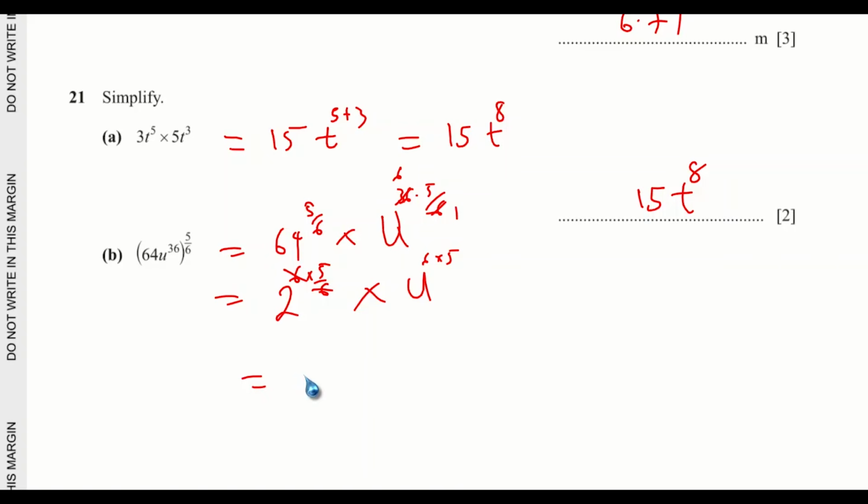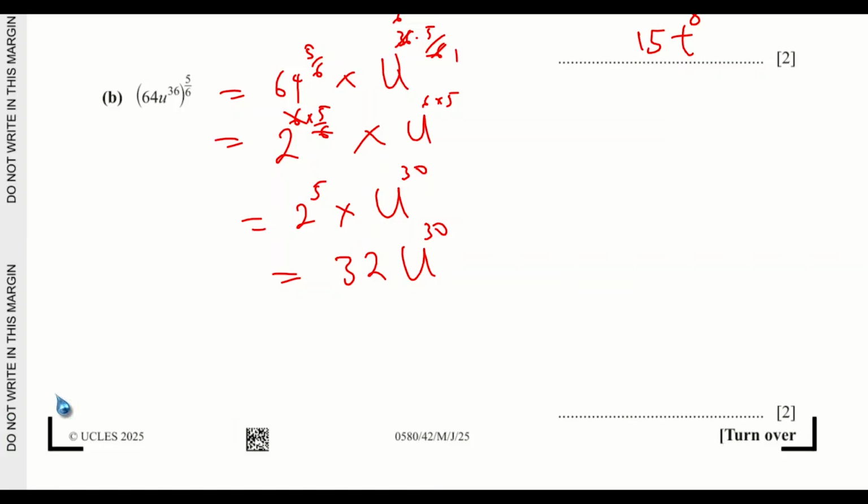So this will be equal to 2 to the power of 5 times u to the power of 6 times 5, which is 30. Finally, 2 to the power of 5 is the same as 32. Then u to the power of 30. So this will be my final answer: 32u to the power of 30. So let's go to the next question.